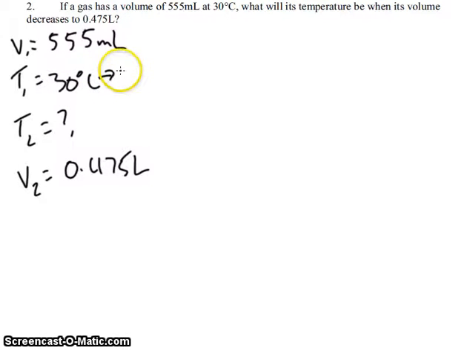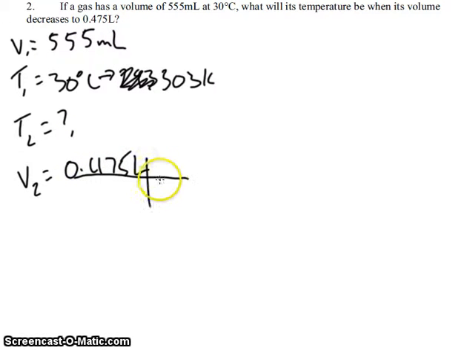So we're going to add 273 to this. That'll bring us up to 303 Kelvin. And now we have our choice to convert this to liters or this to milliliters. Either divide this one by 1,000 or multiply this one by 1,000. So let's just change liters to milliliters. So we've got 1 liter is the same as 1,000 milliliters.